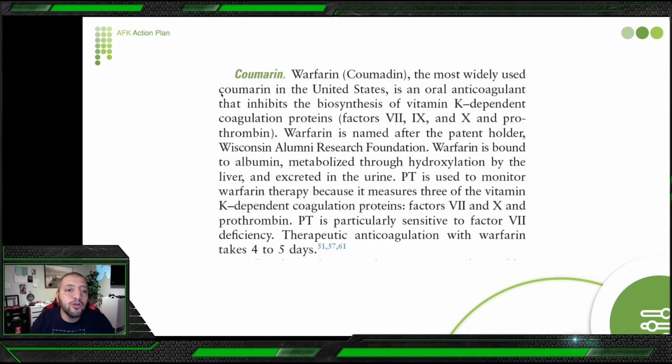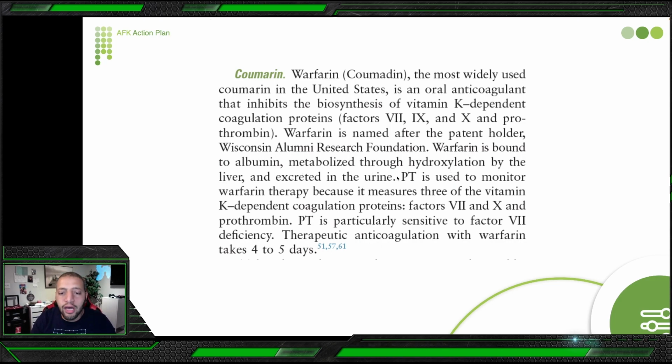The most widely used coumarin in the United States is warfarin. It is an oral anticoagulant that inhibits the biosynthesis of vitamin K dependent coagulation proteins, which are factors 10, 9, 7, and 2. Like you can say it 1972, or 10, 9, 7, 2. Warfarin is named after the patent holder, and warfarin is bound to albumin, metabolized through hydroxylation by the liver, and excreted in urine.